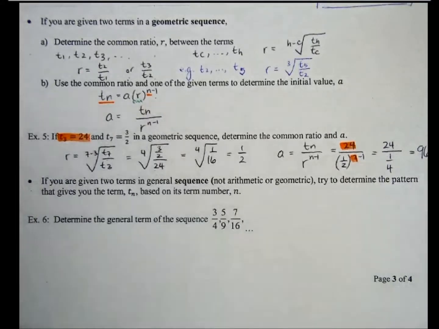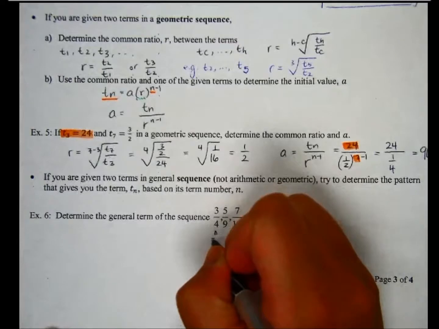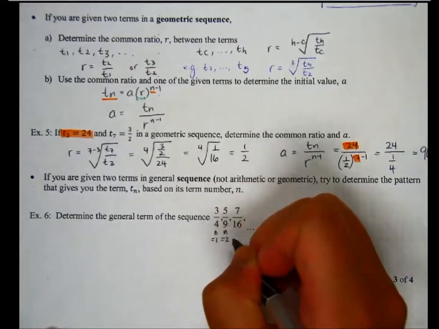All right, last example, and this is tricky because you're given two terms in a general sequence that is not arithmetic or geometric, so you can't use the formulas at the top of the page. Instead, you just have to look for the pattern that gives you the term Tn based on its term number n. So in this example from the first page, this is n equals 1, n equals 2.